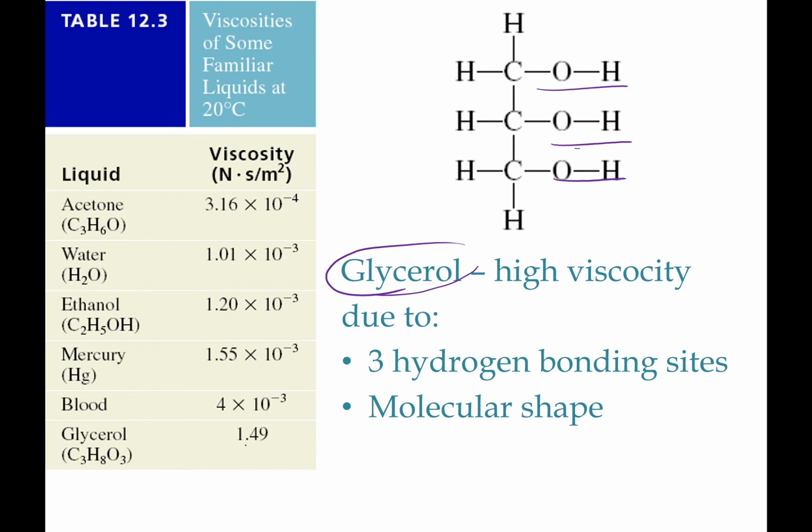So glycerol is down here, 1.49 on the viscosity scale. Everything else on here is times 10 to the negative third or times 10 to the negative fourth. So blood, mercury, ethanol, water, those are all very low in viscosity terms, but we're talking about glycerol being more syrupy, more oil type of consistency, and it will do a better job at lubricating things.